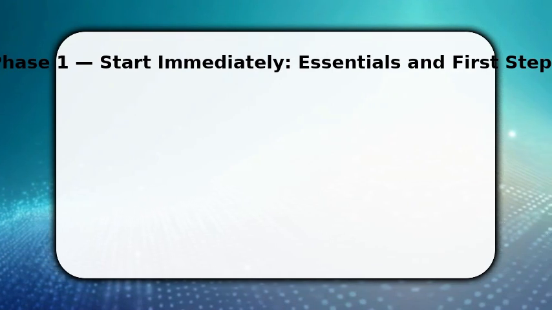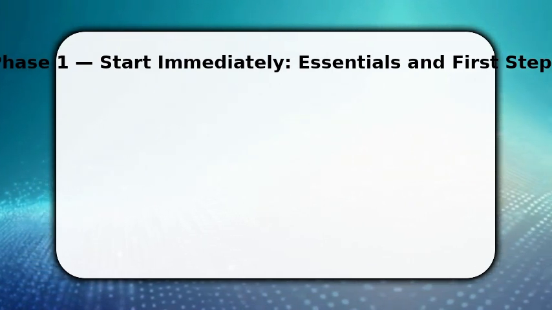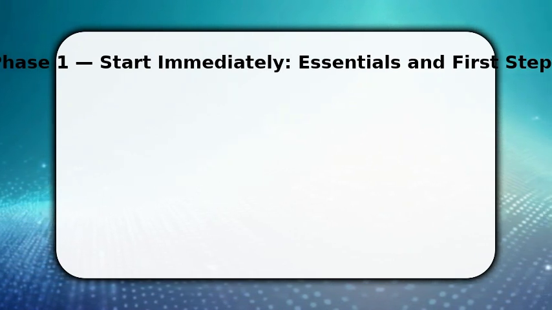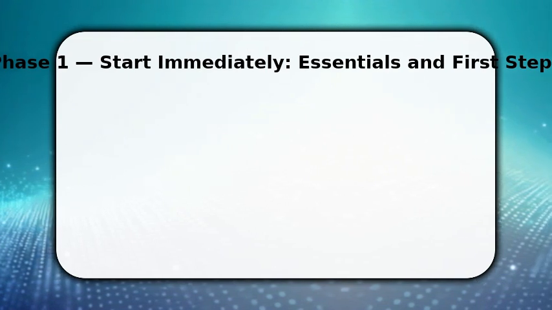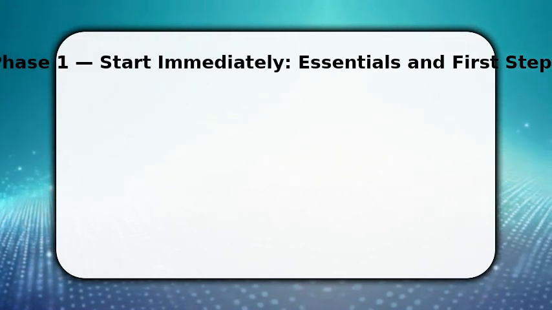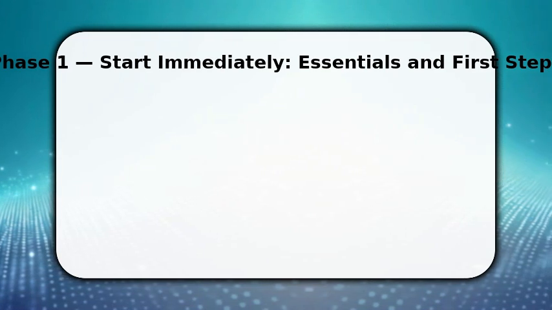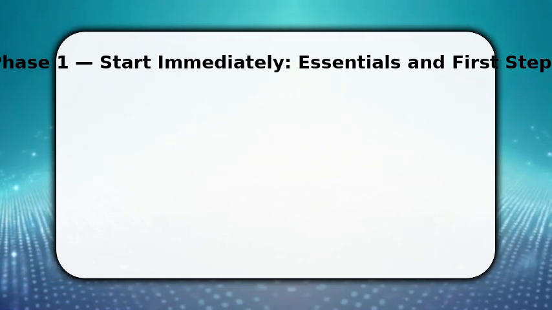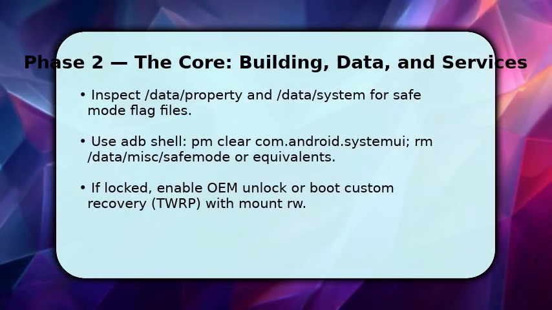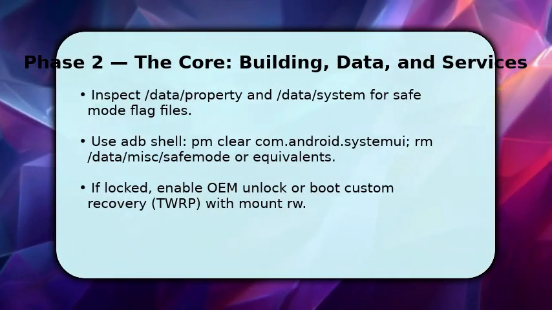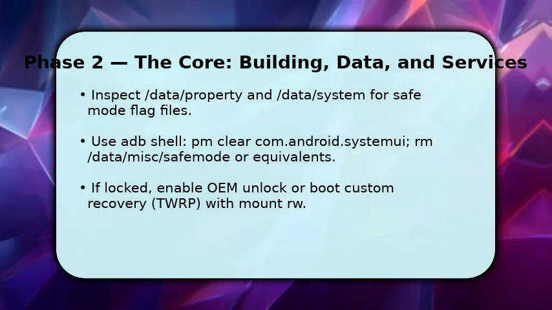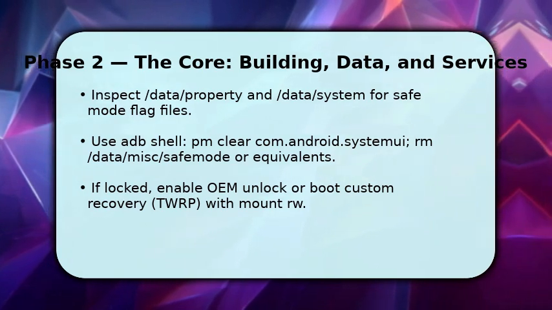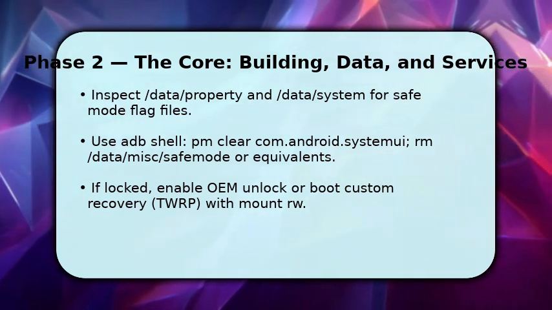You act fast here. The goal is to access system settings before any app or service reasserts safe mode. Once in recovery or in an ADB shell, you inspect the system for safe mode markers, typically files under /data/misc or /data/system. You can run commands: pm clear com.android.systemui to reset the system UI, and remove safe mode flags with rm /data/misc/safemode or similar paths.